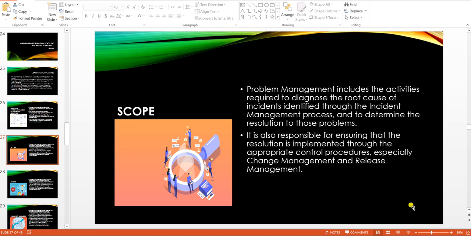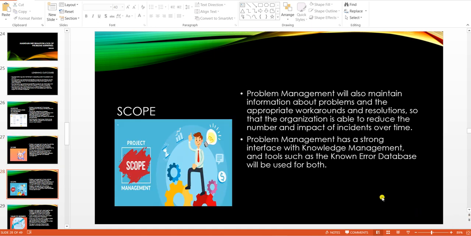And also on the next slide, problem management will also maintain information about problems and the appropriate workarounds and resolutions, so that the organization is able to reduce the number and impact of incidents over time. Problem management also has a strong interface with knowledge management and tools such as the known error database, which will be used for both.